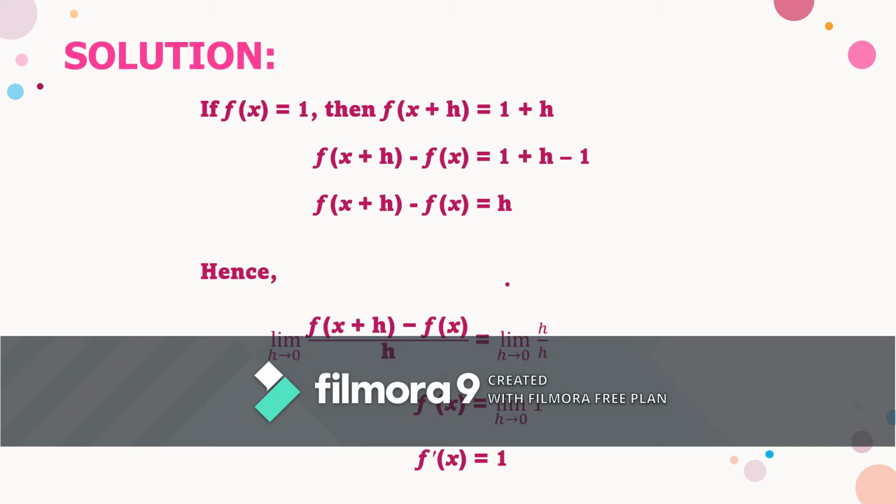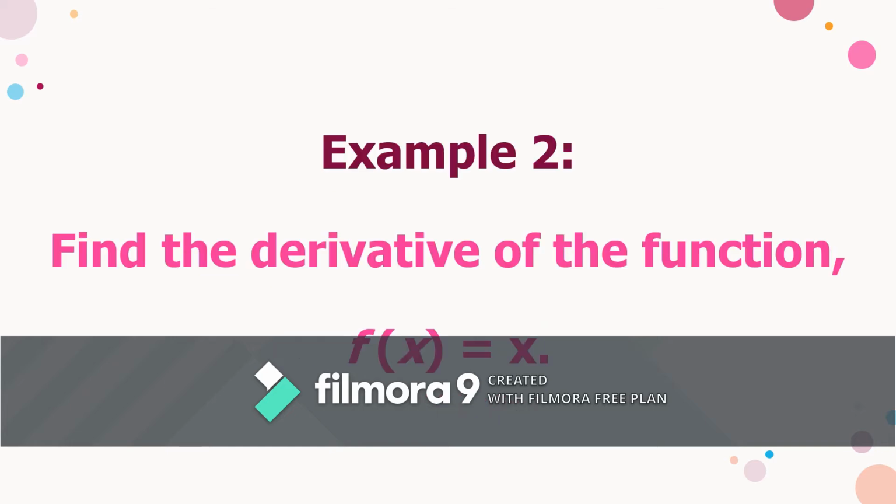Hence, the limit of f of x plus h minus f of x all over h as h approaches 0 is the limit of h over h as h approaches 0. Since a variable divided by the same variable is equal to 1, then we find the limit of 1 as h approaches 0. From the previous lesson, the limit of a constant is always the constant itself.